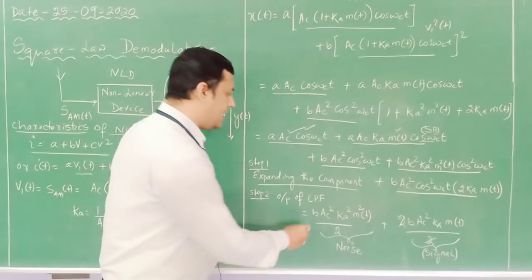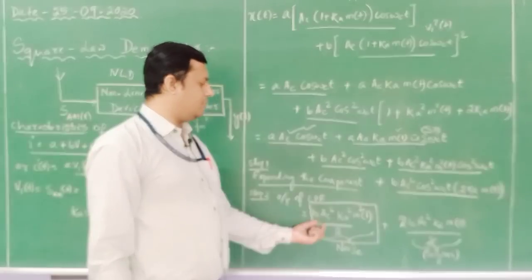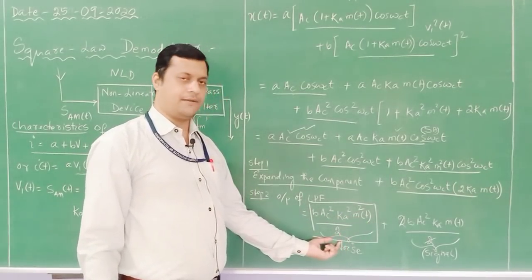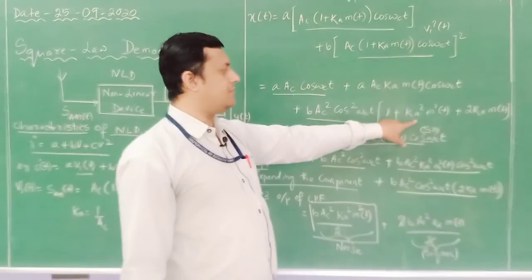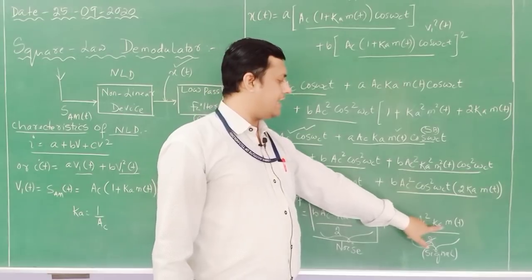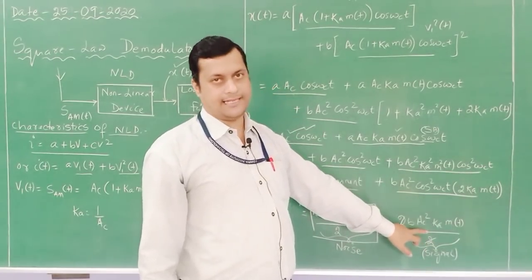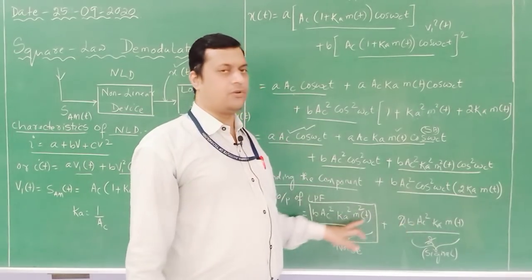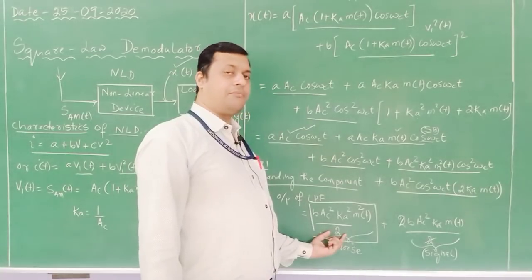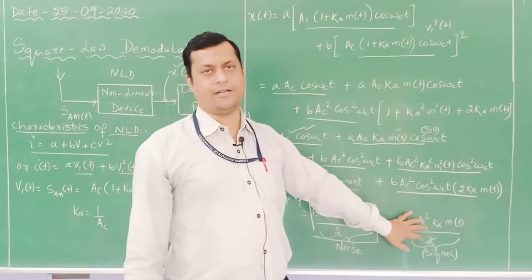From that, I have generated 2 factors. First, B into Ac square K square m square of t divided by 2, with respect to this expansion. Similarly, twice B Ac square K into m of t is the second component. So this is the presence of the modulating signal. These are the outputs of your LPF. So this particular factor is the output of an LPF, and this is also an output of an LPF.